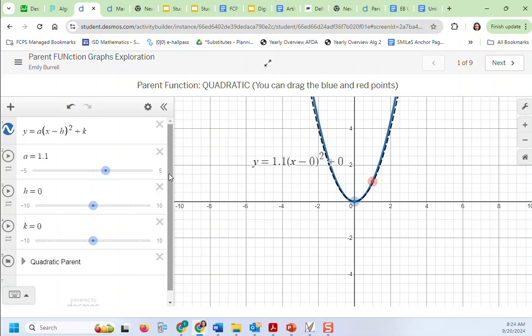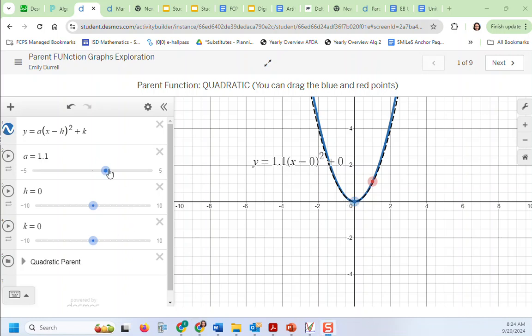It's a quadratic, but the function looks different. The equation looks different than what we did when we did regression. Remember we did ax squared plus bx plus c? This is just a different format for a quadratic equation. You can put them in different formats. This one's called the vertex form because the vertex of your parabola will show up in the h and the k values. And we'll see that a little bit more soon.